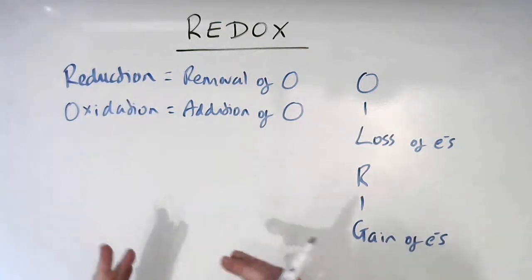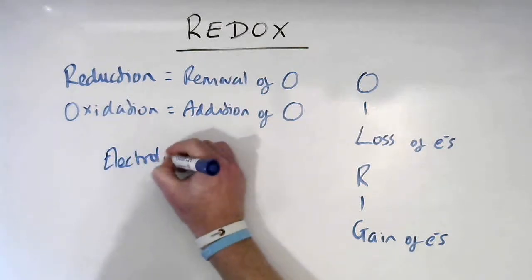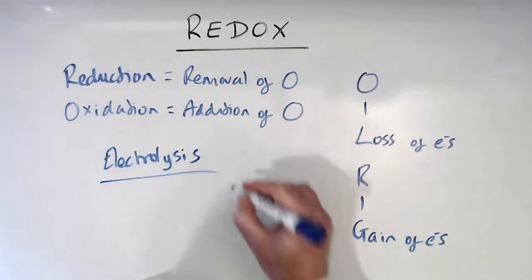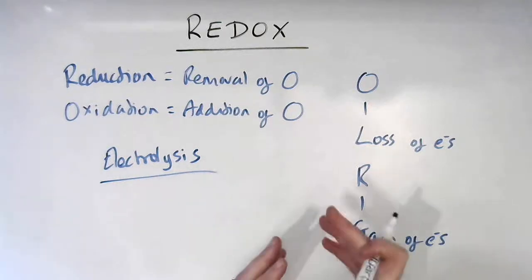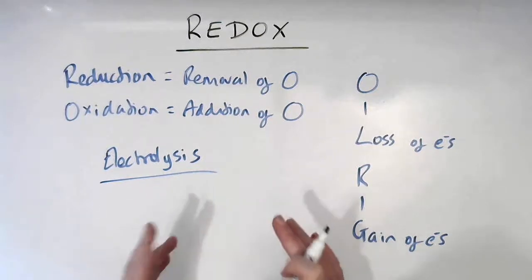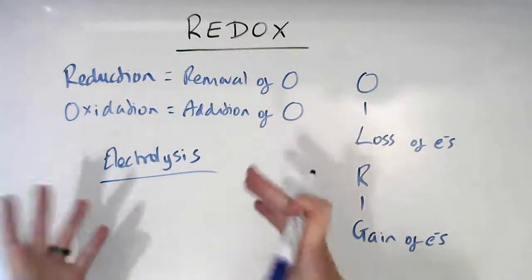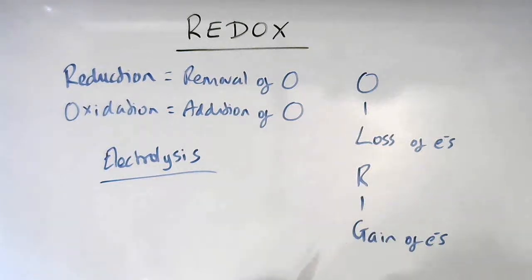So if you think back to where you did things like electrolysis, looking at the movement of electrons from one species to another, from one element to another. So what's been oxidized and what's been reduced. So make sure you revise that, or at least look over it before you start your A-level, because redox is coming back in a big, big way.